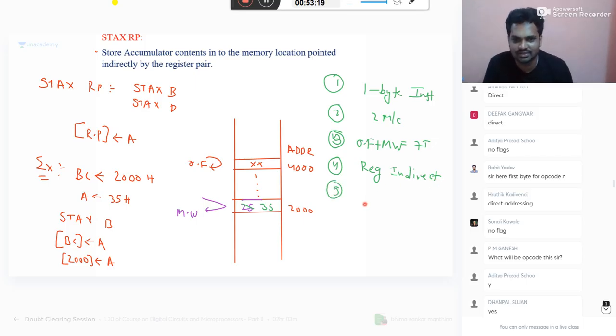The previous value is overwritten with the accumulator value. It is the existing value. No flags are affected.